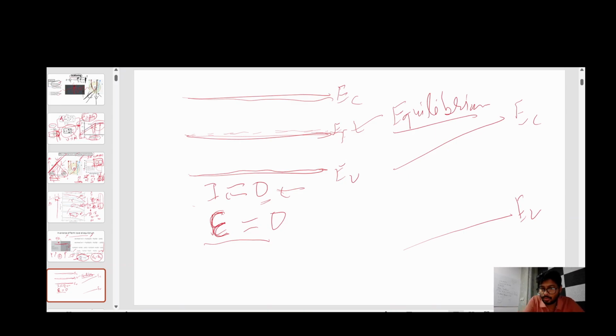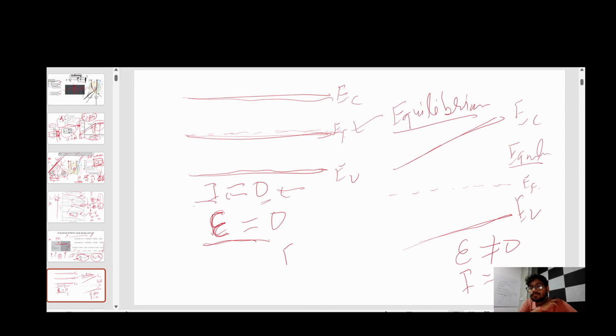If the Fermi level EF is constant, then current is zero. But the electric field E, in this case, is not equal to zero, while the current is zero, because the Fermi level is flat. So if the Fermi level is flat, then I equals zero, but the electric field is not zero, because the conduction band and valence band are not flat. This is also an equilibrium condition.